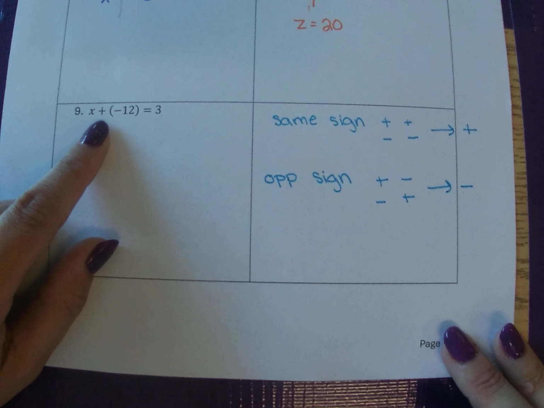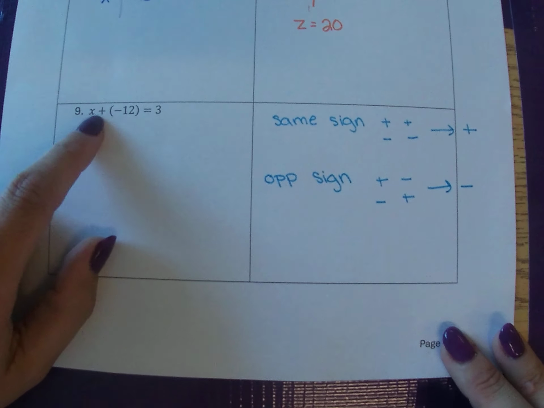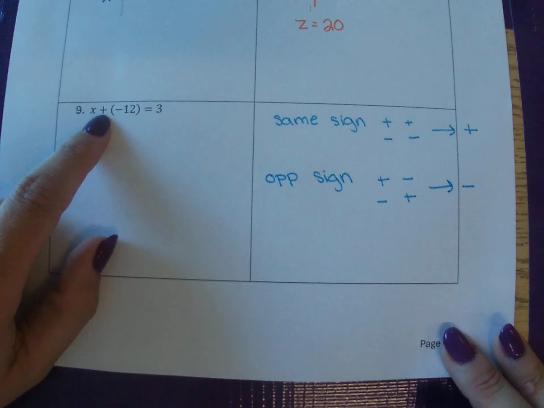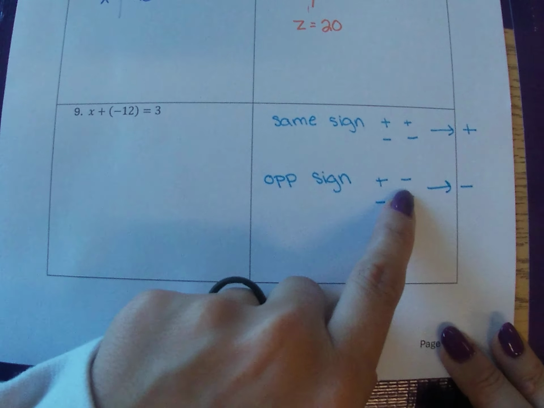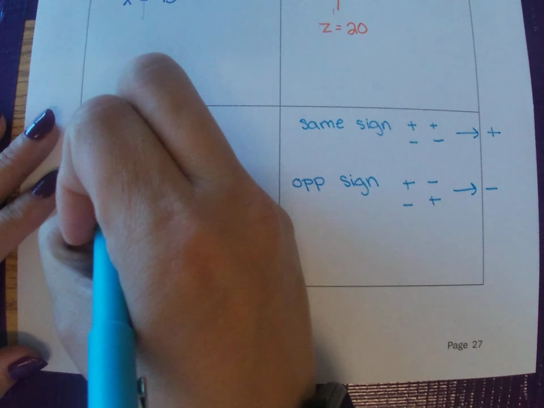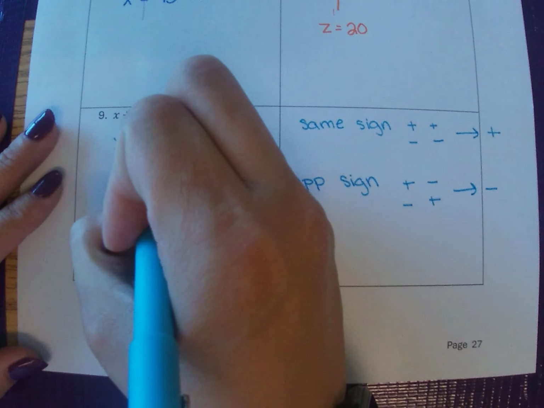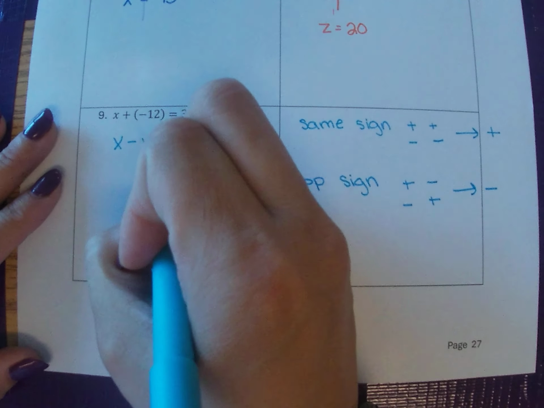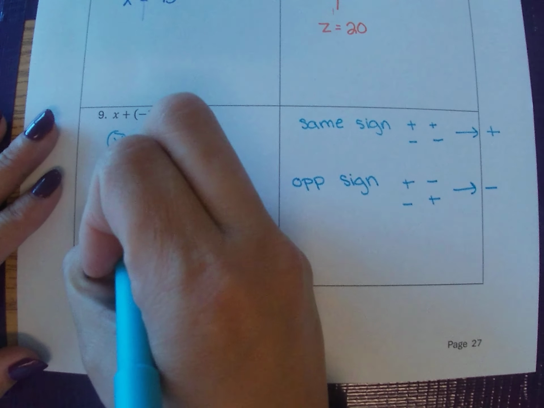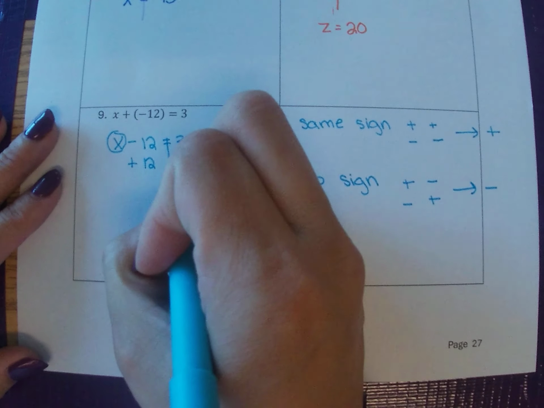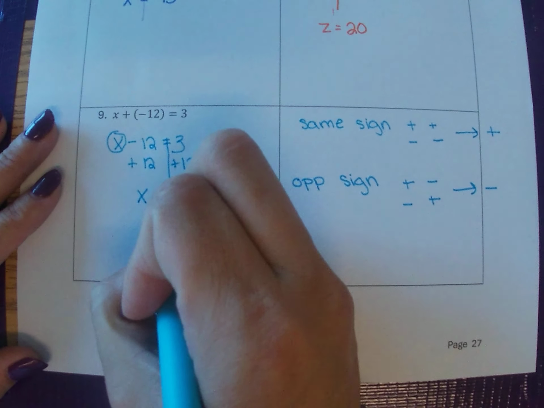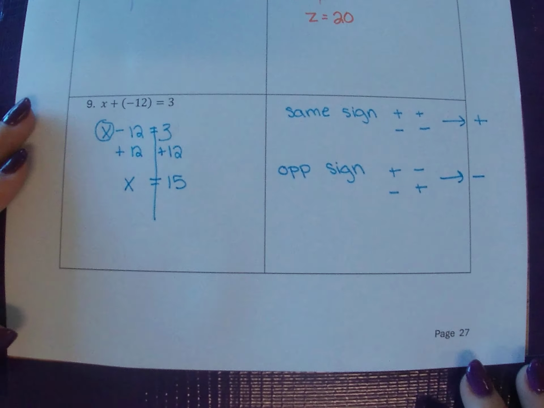So if I look at this problem right here, right, these 2 signs are opposite signs. I'm adding a negative. So I'm going to clean this up and turn it into one subtraction sign. And then we're going to go back to solving it just how we normally would. And we'll get an answer of x equals 15.